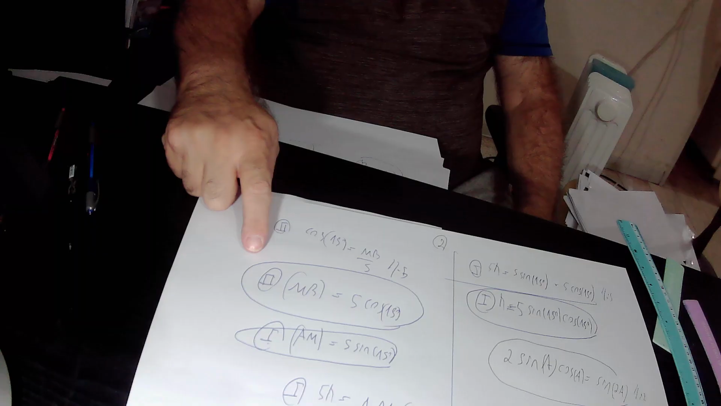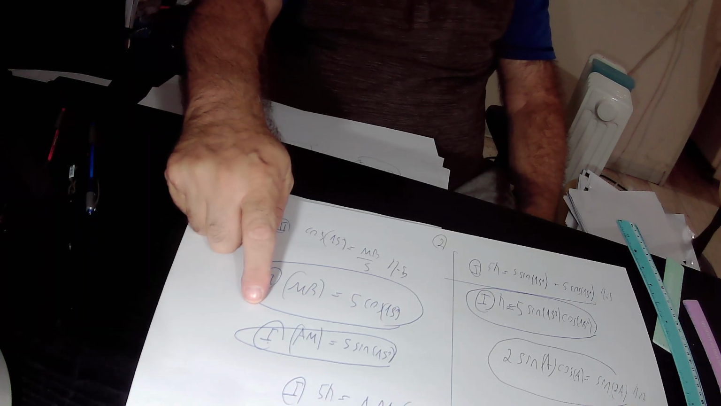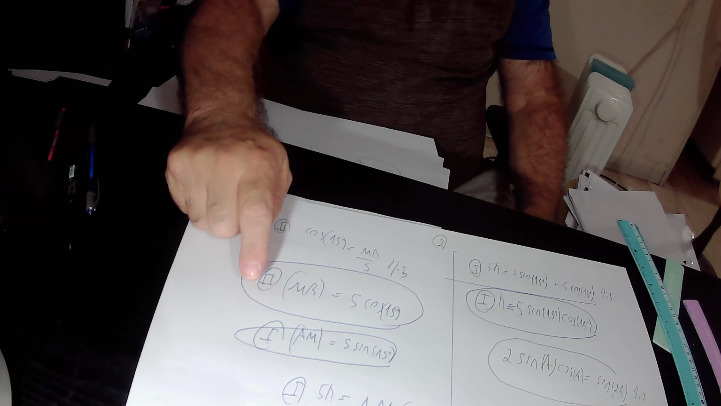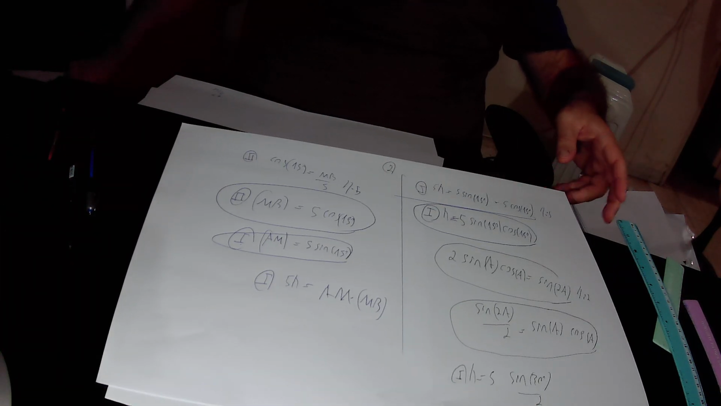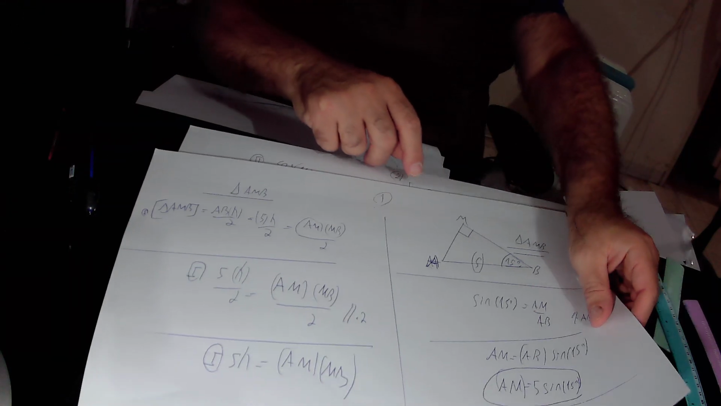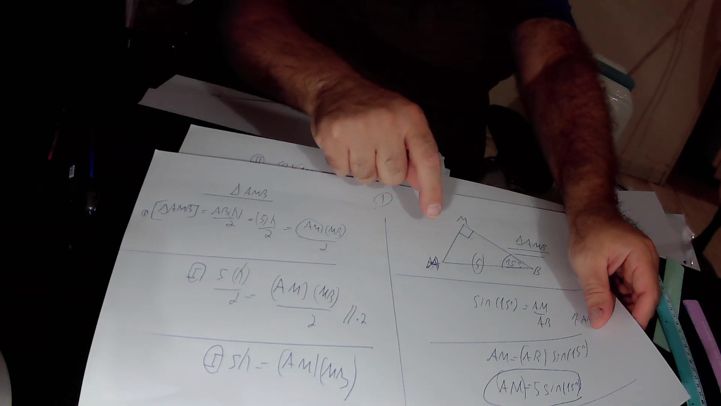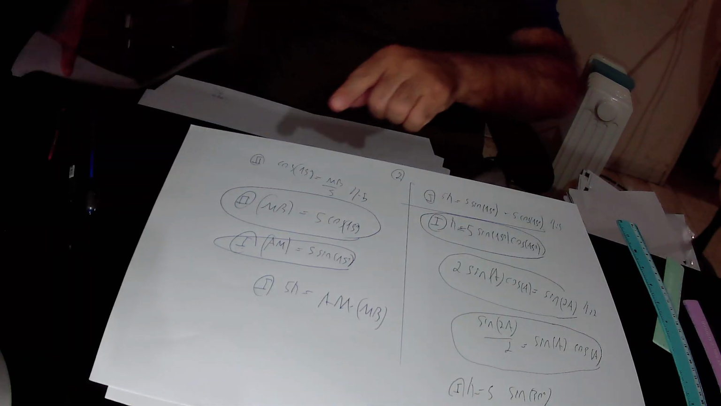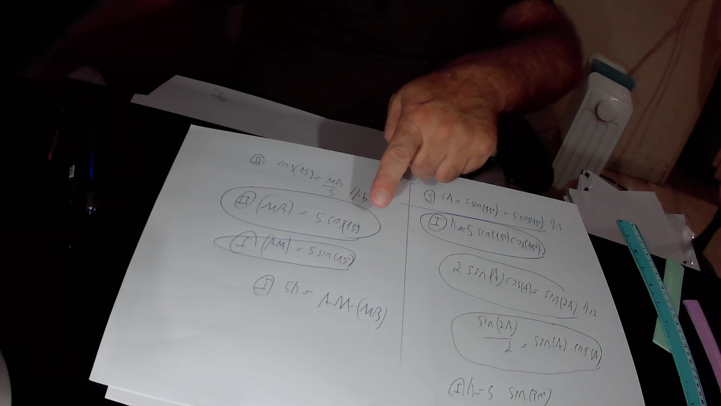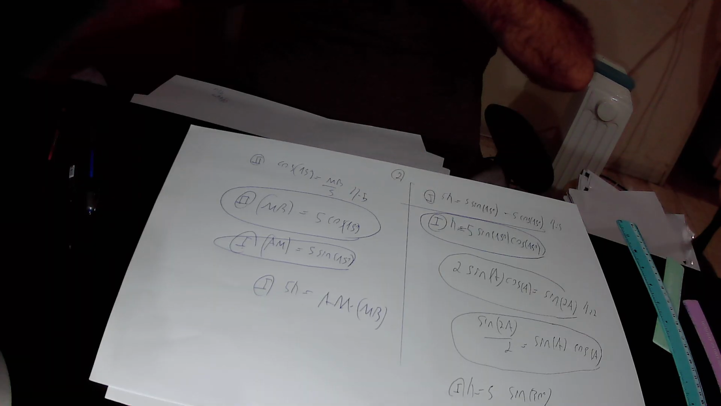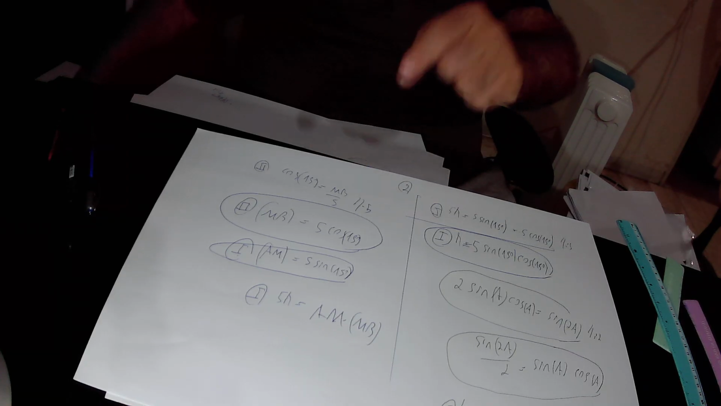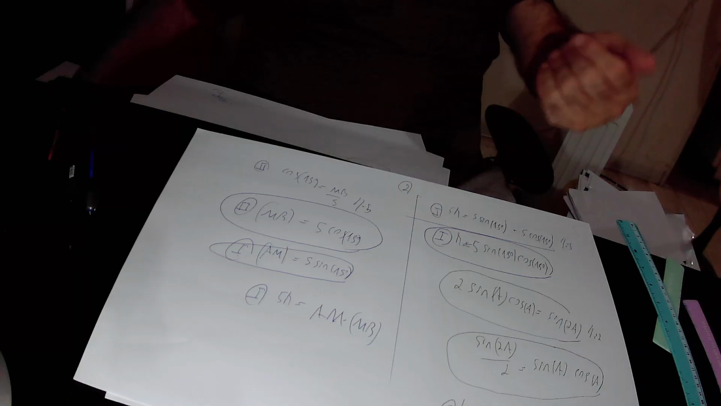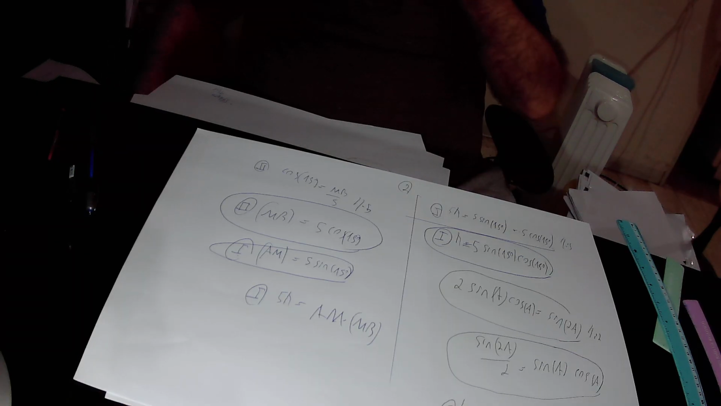According to equation 2, MB equals 5 times cosine 15 degrees, and according to equation 1, we found that AM equals 5 times sine 15 degrees. So AM and MB, the sides of this right triangle, are AM equals 5 times sine 15 degrees and MB equals 5 times cosine 15 degrees. It is a number that we can calculate by finding the value of cosine.